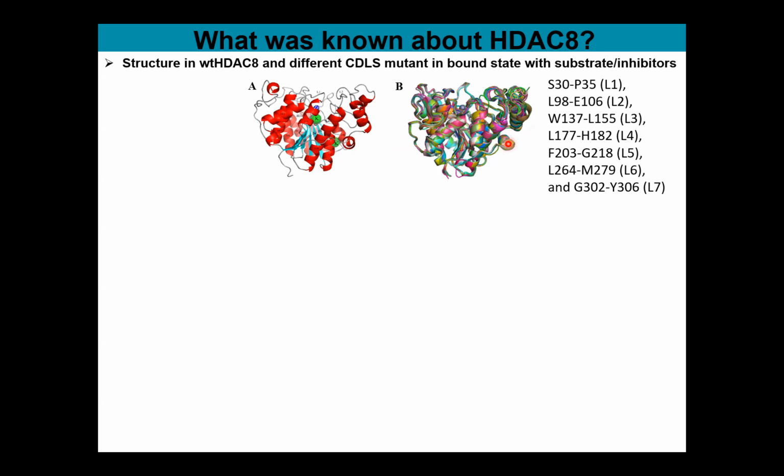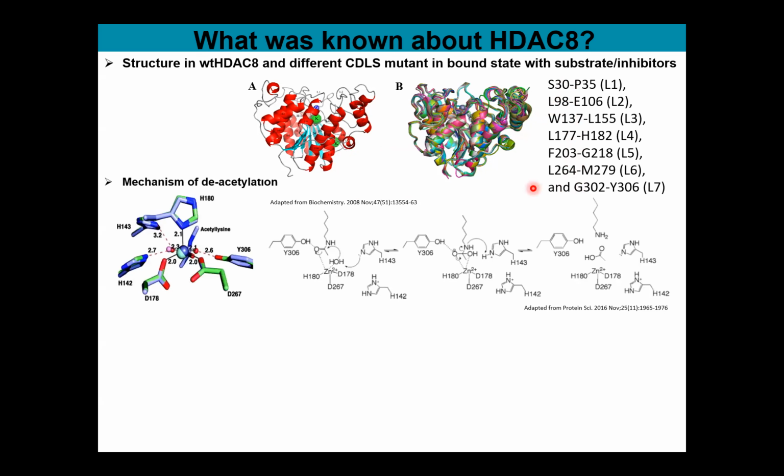And this secondary structure is connected by 7 loop regions, which have at least one residue directly involved in the catalysis. The mechanism of deacetylation was also known on the basis of the crystal structure and on the basis of site-directed mutagenesis and biochemical activity.